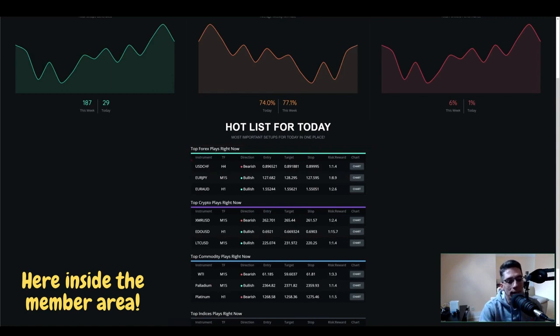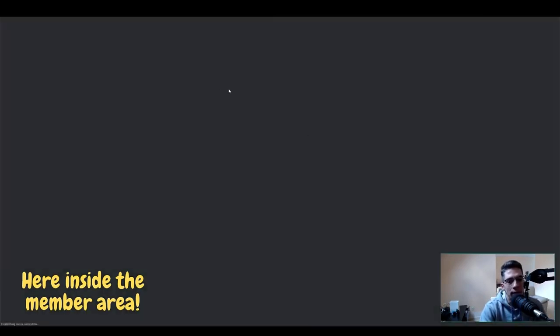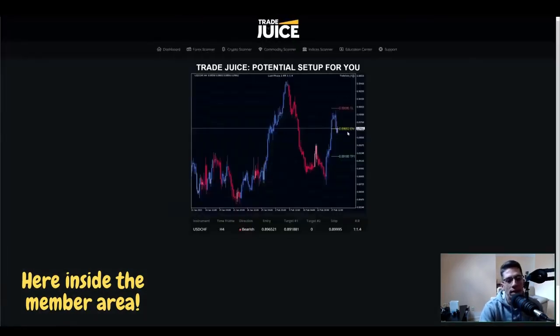Every single trade idea comes with the instrument name, time frame where we found that signal, direction bearish or bullish. Let's say either we want to buy or sell, entry point, target, stop, and a risk reward. Also, you have the chart so you can get everything that you need. So if we click here, what we see here is the dollar Swiss franc. And the same thing that you see here are displayed over here, just more for that visual representation of what we are looking to do.